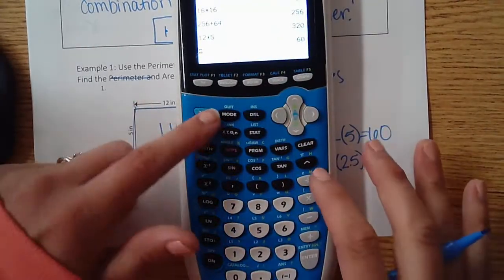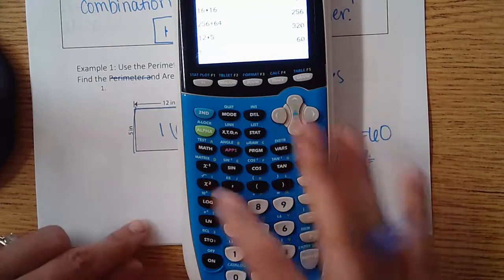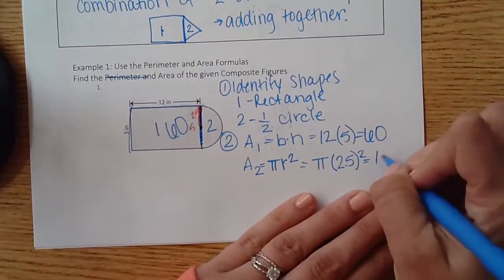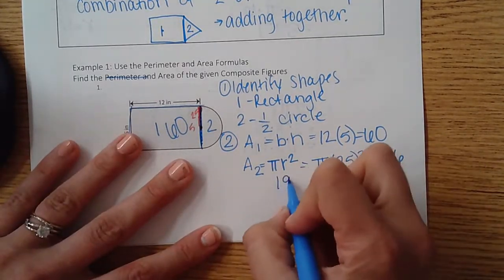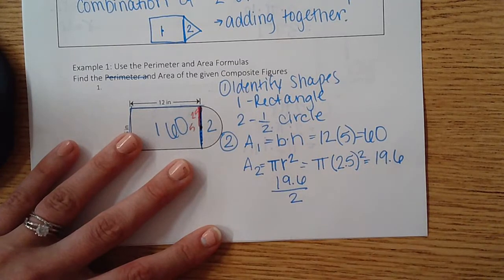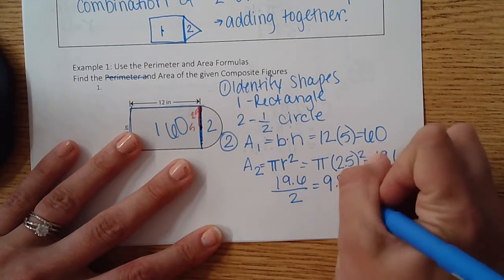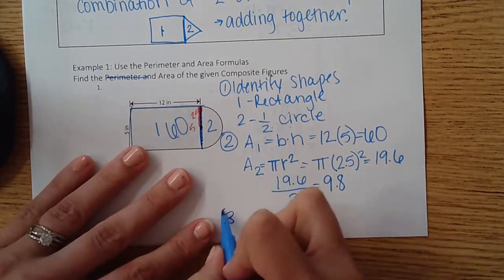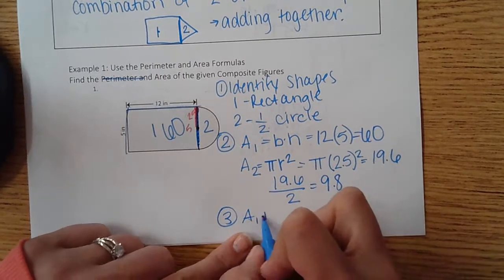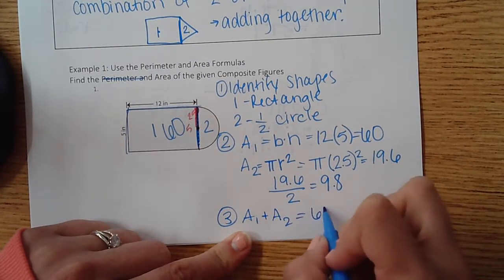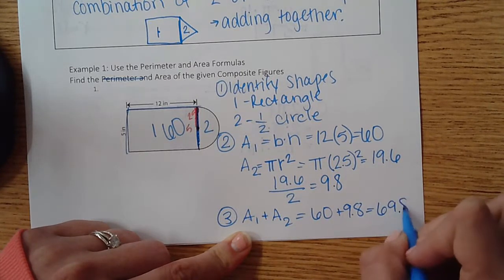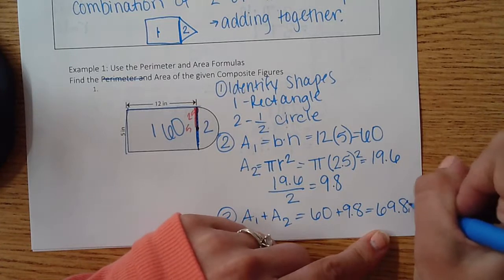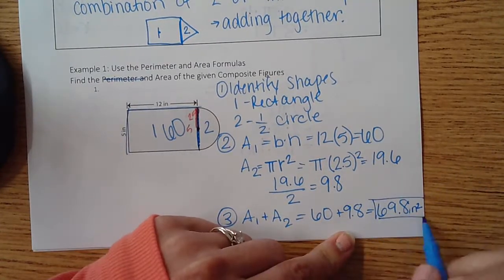So here we go. Pi times 2.5 squared gives me an area of 19.6. But what I need to do is take half of that. So 19.6 divided by 2, I get 9.8 for area 2. Step 3 is to add the area of 1 plus the area of 2. So I get 60 plus 9.8, 69.8 inches squared, because we added 2 areas together.